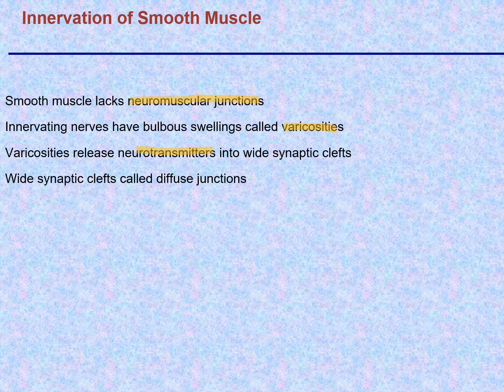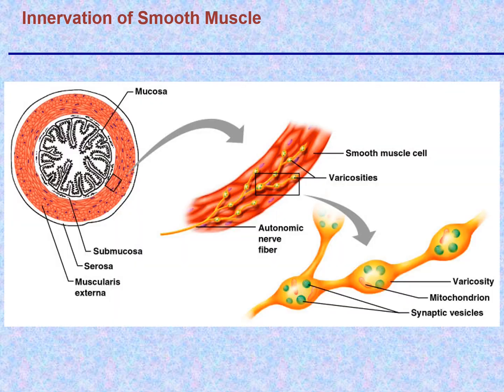These very wide synaptic clefts are called diffuse junctions. But the point is, you have a different kind of neuromuscular junction, which is drawn here in this diagram. Here you see an autonomic nerve fiber, and it swells out into varicosities, swellings near the surface of the smooth muscle tissue.